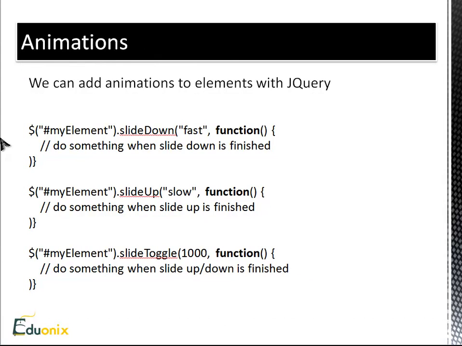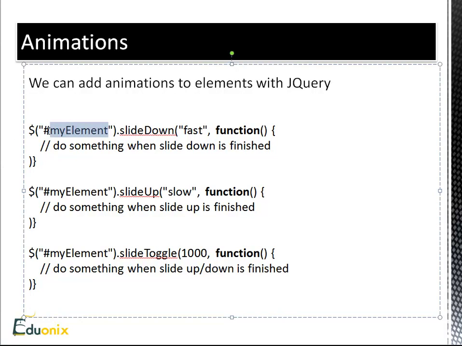Animations. We can add animations to elements with jQuery. Here's an example. So we're saying the element with the ID of my element, we're going to say slideDown. So that's going to make something slide down, and that takes a parameter, or a few parameters, the first being the speed. We can use a numeric value, or we can actually use these keywords, slow, fast, and then the next parameter is the actual function that we want to happen when the slide is finished. And here we have the same thing, except it's slideUp, and we also have slideToggle.